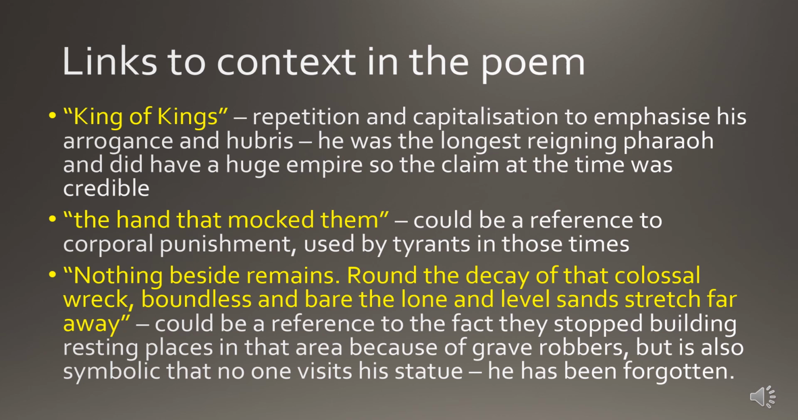The next quote is the hand that mocked them. This could be a reference to corporal punishment, which is when you hit someone or use physical force against someone as a sanction. And of course, tyrants in those times in ancient Egypt would have used these predominantly against slaves and those people that were perhaps building the pyramids for them or building the statue, in fact. He could well have been beating them and accusing them of doing a bad job of it, and maybe that's why it fell down so much.